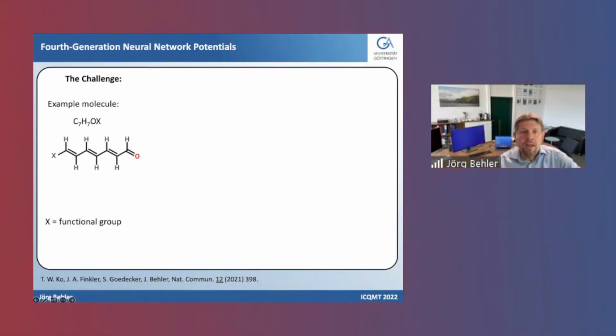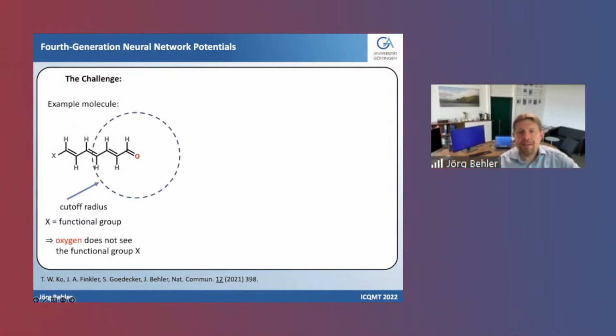I would like to illustrate the problem here using a very small organic molecule like this, for example. And now, please have a look at this red oxygen atom, and at the opposite end of the molecule there is some arbitrary functional group X. And this X is so distant that it is outside the local cutoff radius of this oxygen atom. So, in principle, in the local machine learning potentials of the second and third generation, the properties of the oxygen atom, atomic energy, or atomic charge are independent of the nature of X.